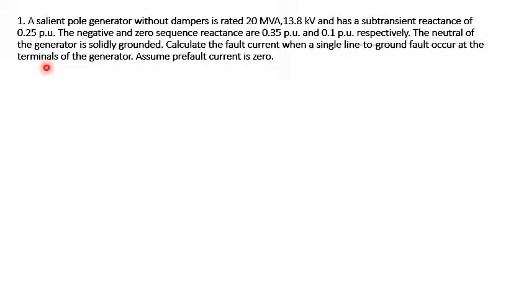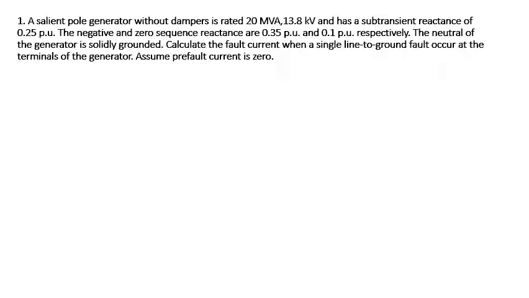Let us consider one of the numericals: a salient pole generator without dampers is rated 20 MVA, 13.8 kV and has subtransient reactance of 0.25 per unit. So this is given in per unit. The negative and zero sequence reactances are given as 0.35 and 0.1 per unit respectively. And the neutral of the generator is solidly grounded.